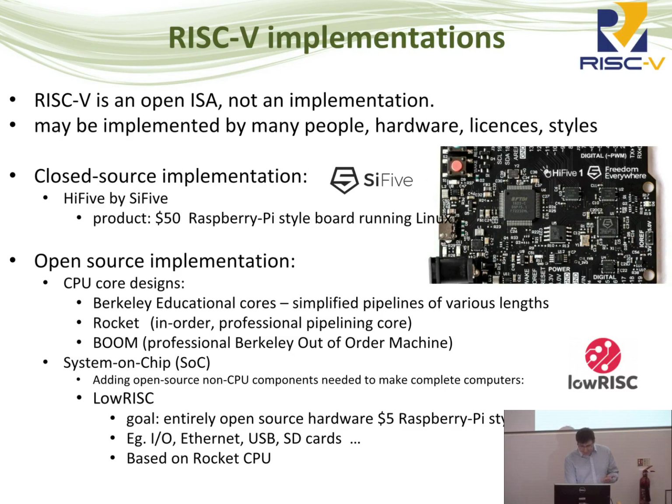This is basically an Arduino replacement. It's called the HiFive. And you can buy this for about $50 or £50, roughly, to replace your Raspberry Pi.